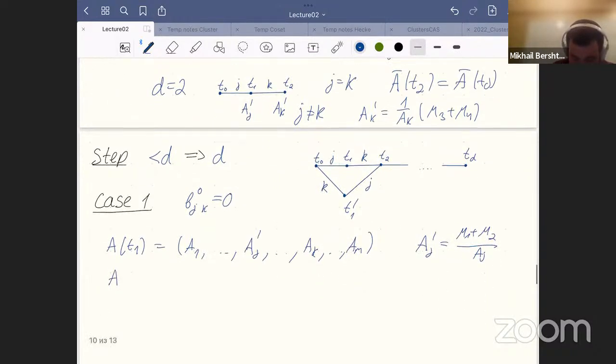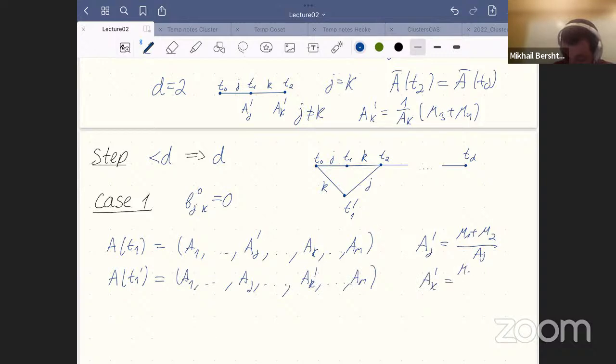And the variables for T1 prime are A1, AK, AJ, AK prime, AM, and here we get AK prime is equal to M3 plus M4 over AK.